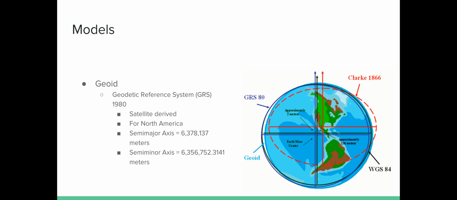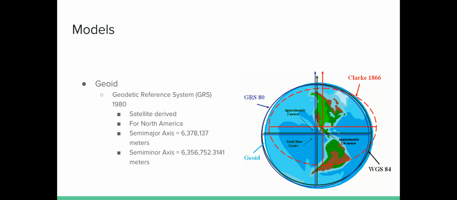And so we use this GRS, or Geodetic Reference System of 1980. That's a newer model that we have. It's got that same idea of a semi-major and semi-minor axis. They're just different dimensions. And this image over here is showing some of the different models and how they're laid out and where they're placed. And we'll talk about WGS 84 in a bit as well.